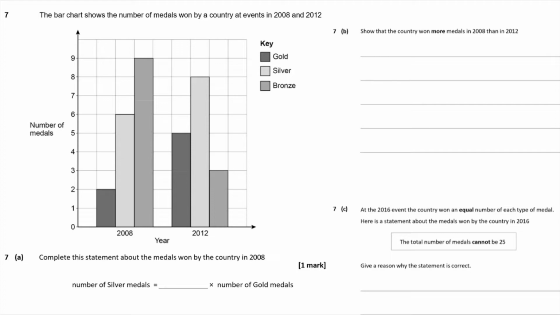So the gold medals are this darker bar here. So it's going to be that short little one on the left, which is 2, isn't it? So gold medals was 2. So in 2008, gold medals were 2, and silver, that's the middle bar, isn't it? And that's 6. So the number of silver medals is going to have to be 3 times the number of gold medals then, isn't it? 3 times 2 is 6.